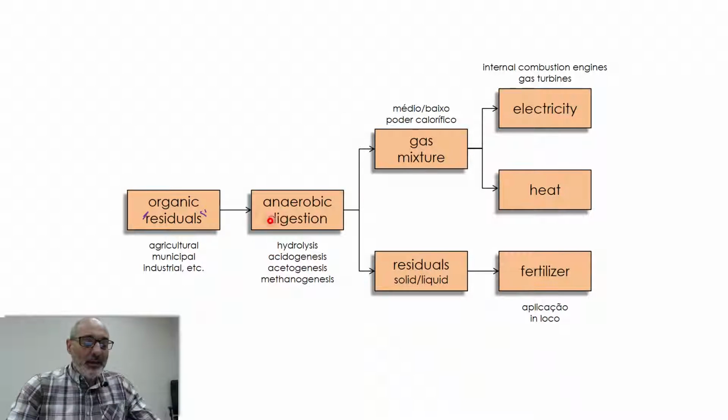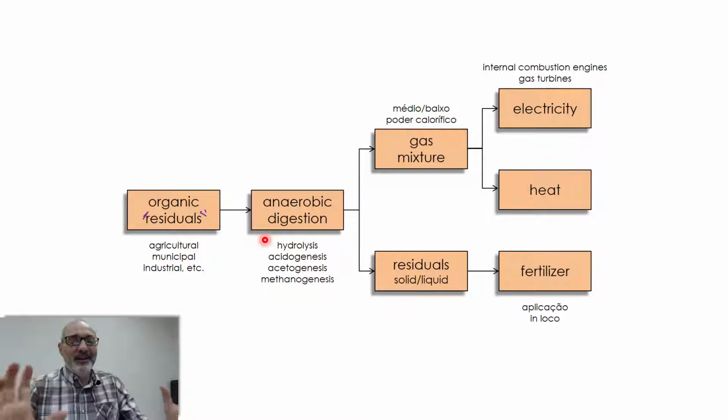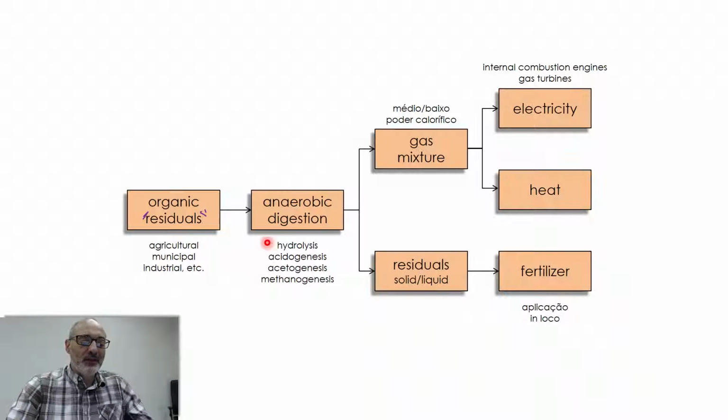The basic process is anaerobic digestion, which actually involves several transformations or several types of chemical reactions: hydrolysis, generation of acids, acetogenesis, methanogenesis, and so on. I'm going to show you this in a little while.